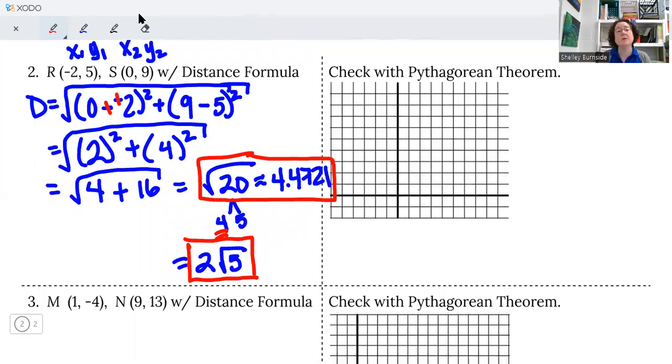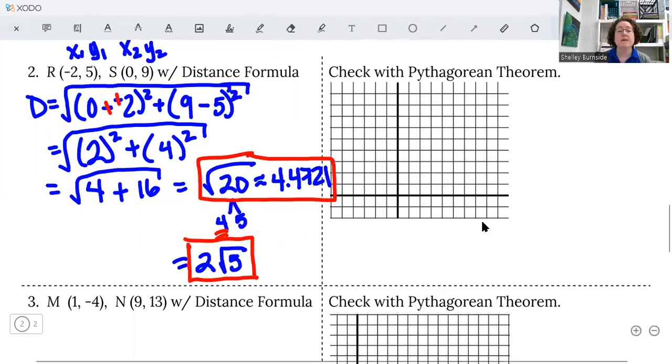It depends on the problem that you're working on as to how it may want you to leave your answer. Pay very close attention to the directions on the practice that you're about to do. Alrighty, if you want to try the next two on your own, 3 and 4, go ahead and pause the video real quick, try out those problems, and then start this back up to see how you did. All right, let's see how 3 and 4 went.